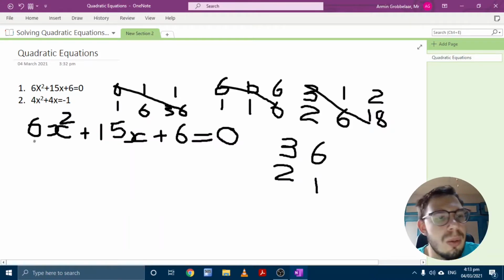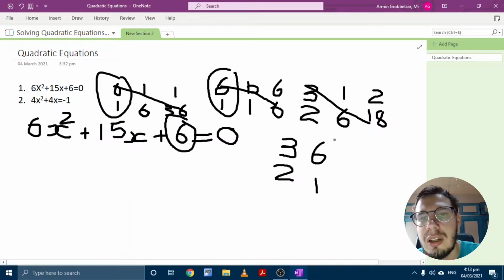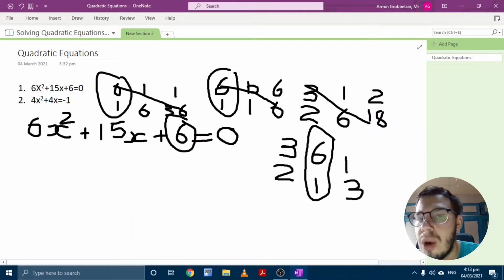Remember, we're trying to get factors of 6, which is the first part here in each bracket, and then factors of 6 again for the second part. Now 3 times 1 is 3, and 2 times 6 is 12, which gives us 12 plus 3 is 15. So we know we must use the 3, 2, 6, and 1.